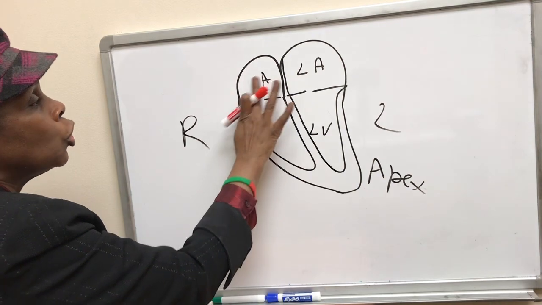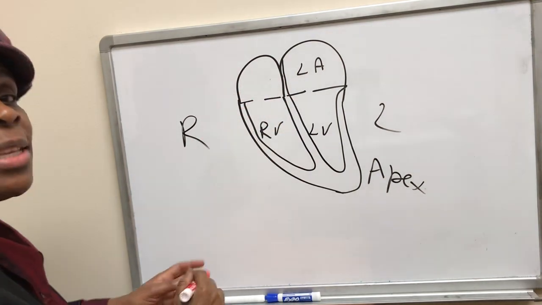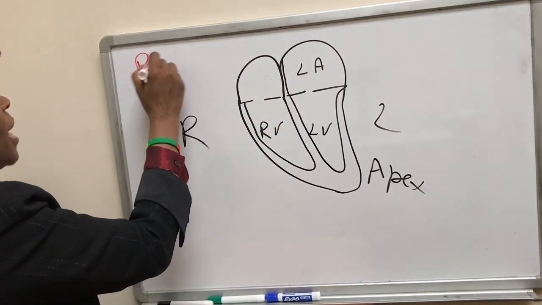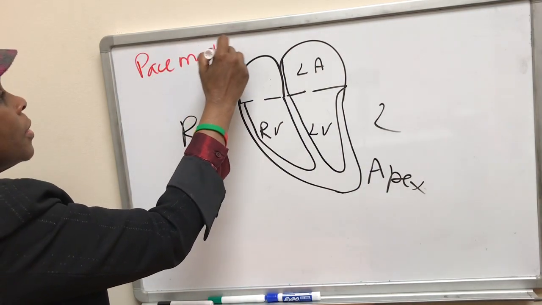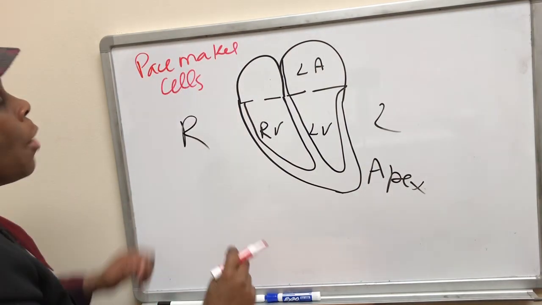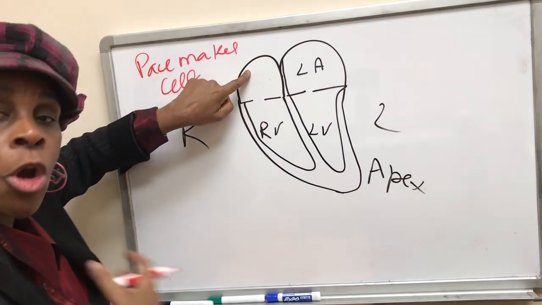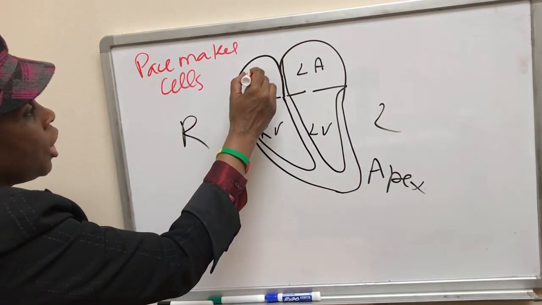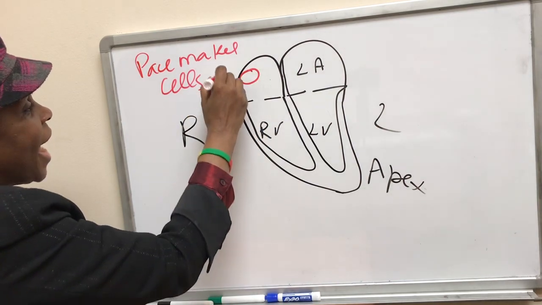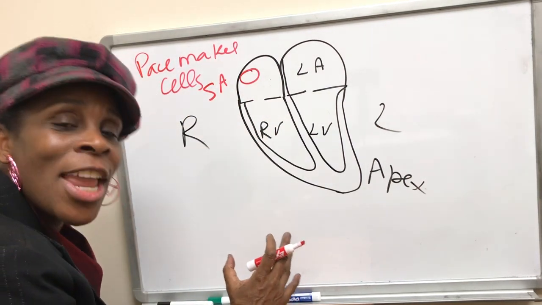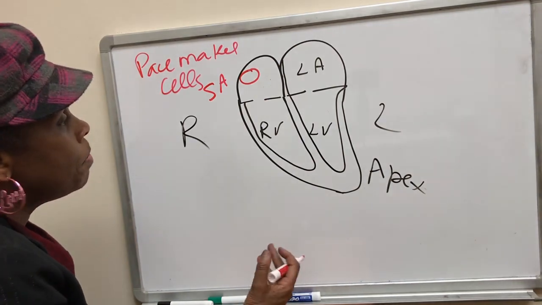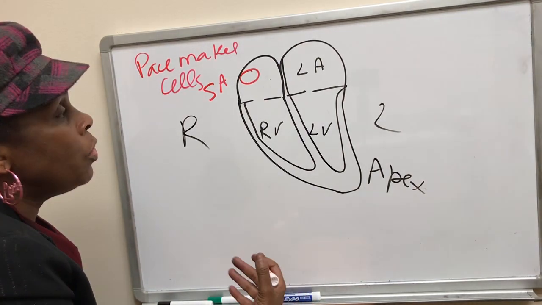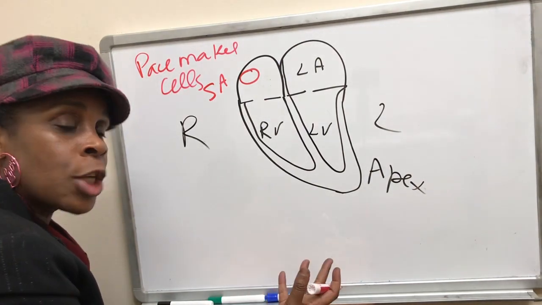What is inside the heart that makes it beat by itself? We have some cells called pacemaker cells. The pacemaker cells allow the heart to start the action potential without the impulse of anything. So here, we have first the SA node. The SA node is the first pacemaker cell that allows the heart to start the action potential.